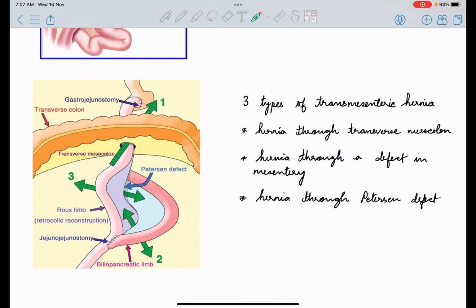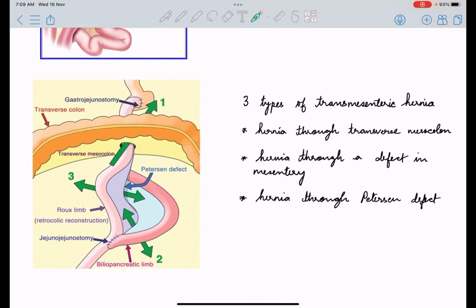Peterson defect is a space between the alimentary loop of the bowel and the roux loop of the bowel. If we take the mesentery of the roux loop, which is this, and the mesentery of the alimentary loop, which is this, in between the mesenteries of these two loops of bowel there is a space or a defect which is created, and that is Peterson's defect. And when the bowel protrudes through this defect, it is called Peterson's hernia.